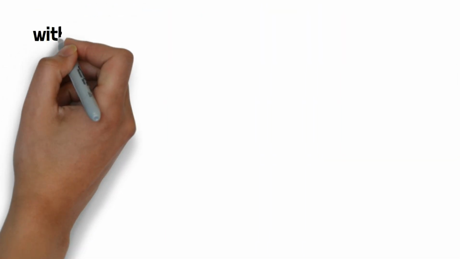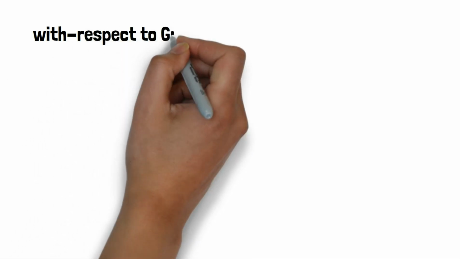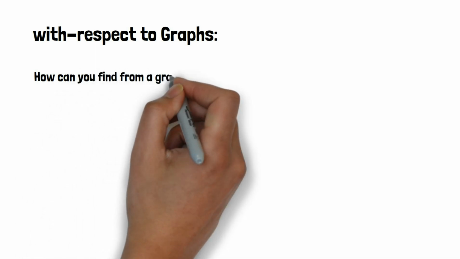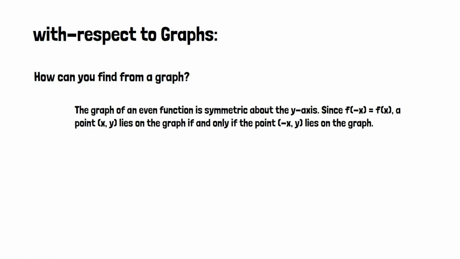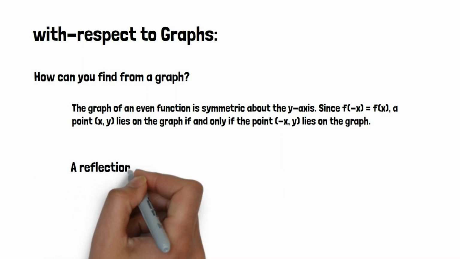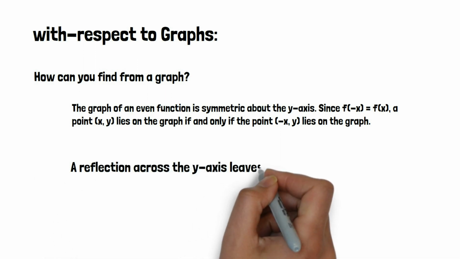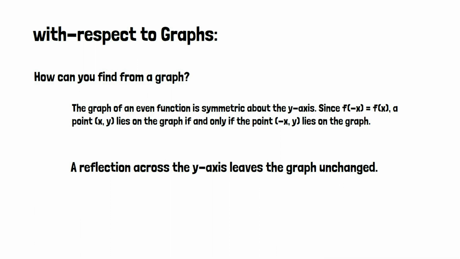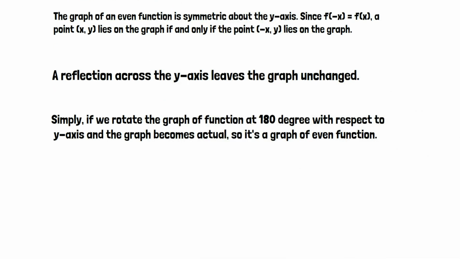So let's talk about graphs, and how you can tell from a graph whether the given graph is of an even or odd function. The graph of an even function is always symmetric about the y-axis. It means a reflection across the y-axis leaves the graph unchanged. In simple words, if we rotate the graph of the function 180 degrees with respect to the y-axis and the graph becomes the same as the original, then it's always the graph of an even function.